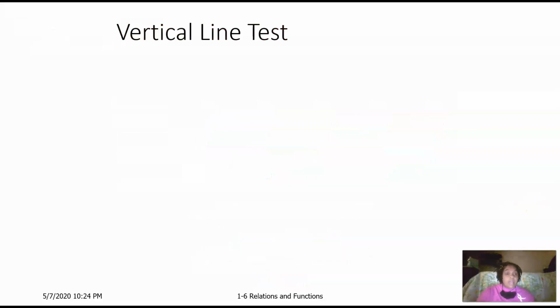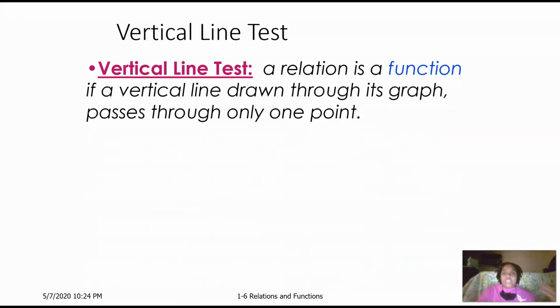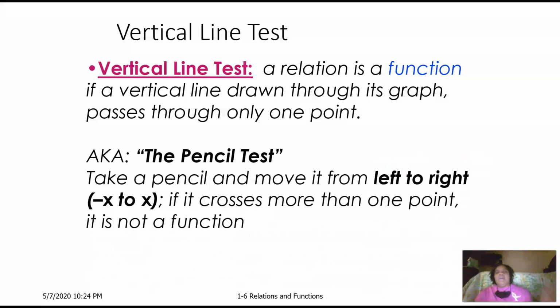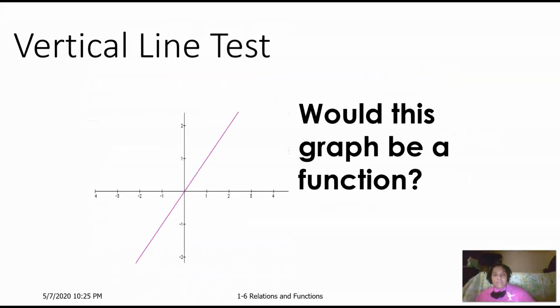And the vertical line test. This is the test that you use to see if a graph is a function. So if you move a pencil from left to right, and it crosses more than one point, it fails. It's called the vertical line test or the pencil test. So would this graph be a function?